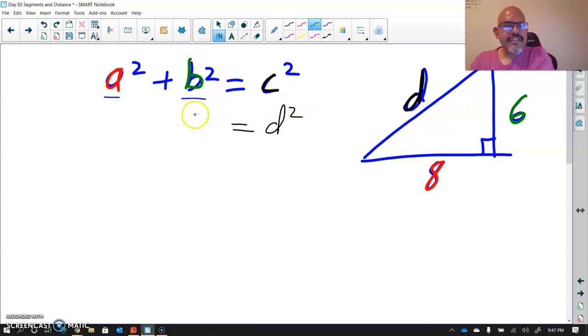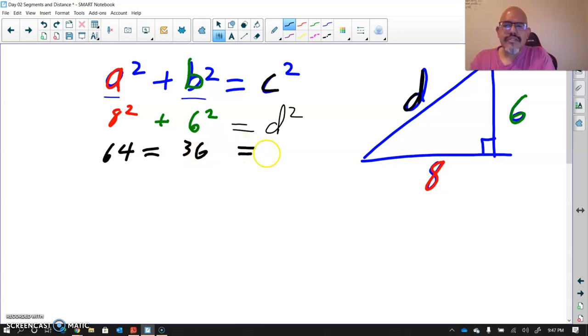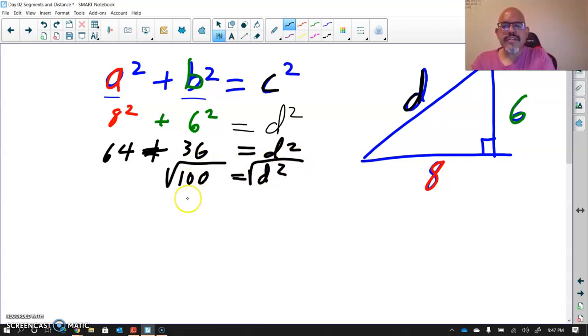The B squared is going to be 6 squared plus 8 squared. Now, we just do our math. So I'm going to say that that's going to be 64 plus 36, which is equal to D squared. Oh, plus. It's going to be plus right there, not equal to. Okay, so 64 plus 36 is 100. Then we take the square root of both sides. So that gives us 10 equal to D.